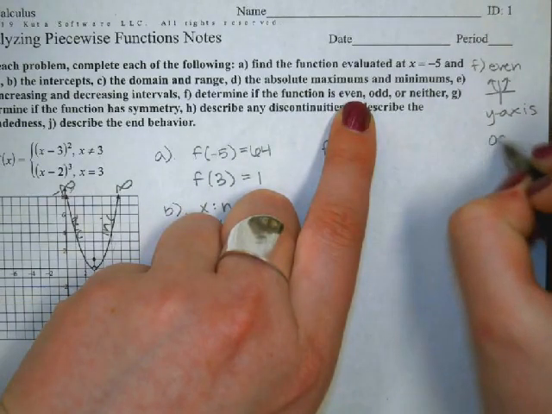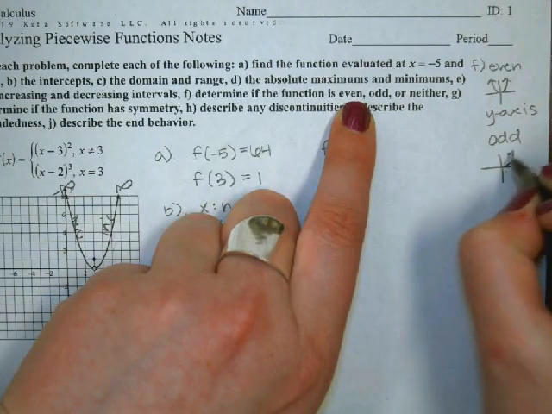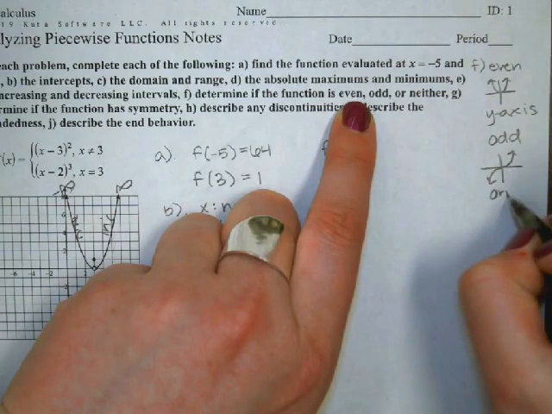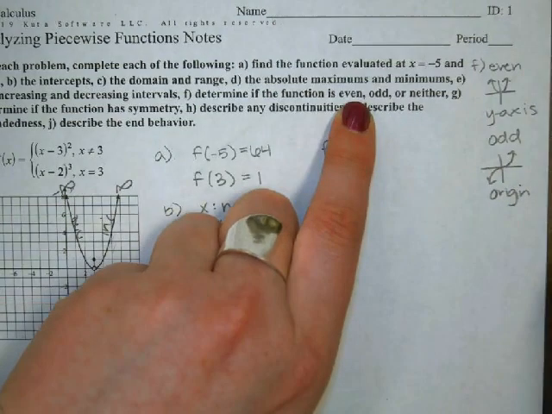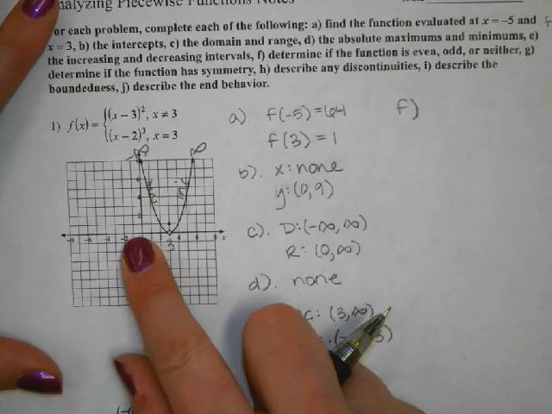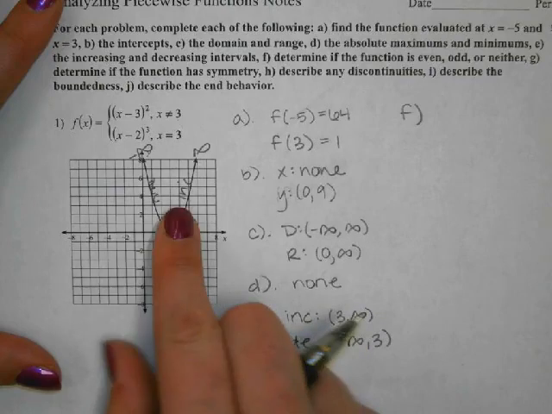And then odd graphs are symmetric to the origin. So if we check the symmetry, then we'll actually know the answer. So we can do F and G at the same time. If I look at this graph, it is not symmetric to the y-axis.